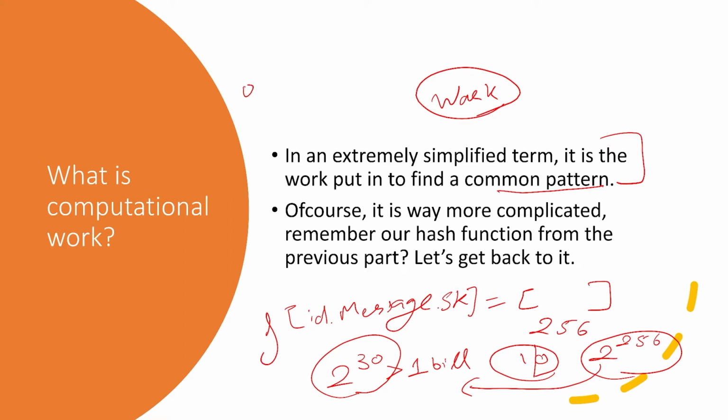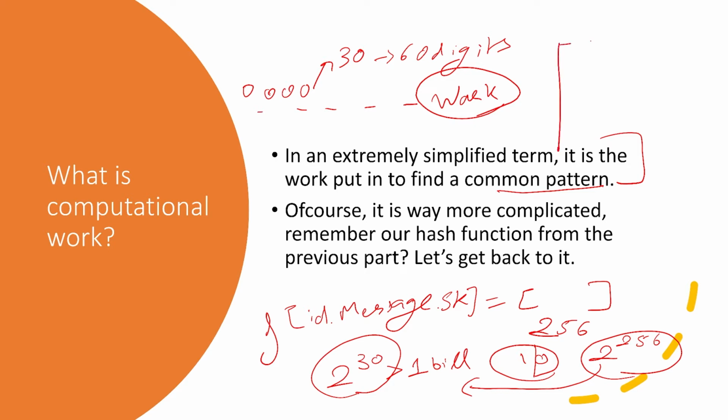So let's say these 256 digits are aligned together, and we have to find a pattern such that the first 30 digits are 0, right? Similarly, there could be another pattern where the first 60 digits are 0. So we have to find a pattern like this from some information. So how will this work?